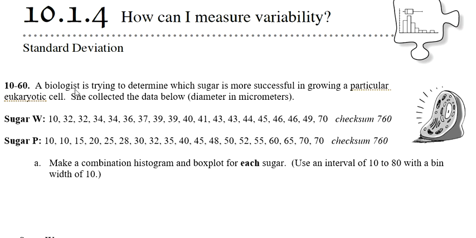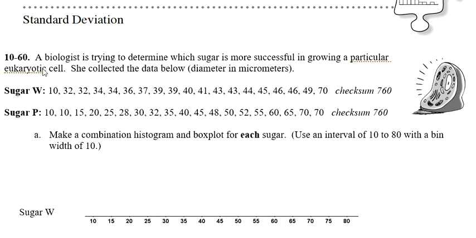So question 60 is, why do we need standard deviation? A biologist is trying to determine which sugar is more successful in growing a particular eukaryotic cell. So here's a cell, and they need sugar to grow. She collected the data below, and these are the diameters in micrometers. Some of them were fed sugar W and some were fed sugar P, and you can see that based on the sugar there's a difference in sizes.